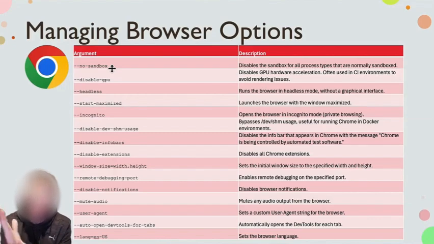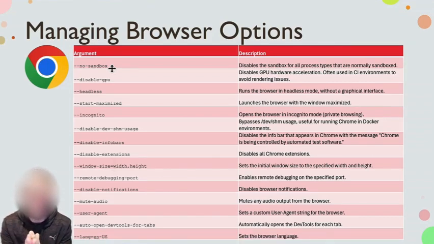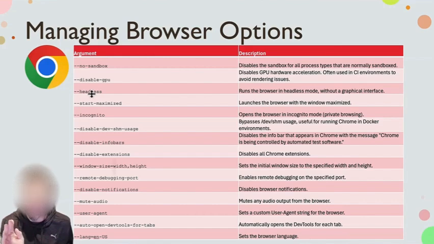So this list is actually a subset. There must be hundreds of Chrome options that you can pass in, but not that many of them are used typically for web testing. Some of the more useful ones are no sandbox. That's quite common. And disable GPU. We do that to avoid glitchy tests. We can pass in headless, but there's a dedicated method to deal with headless operations that we'll see later on. So we usually don't do that.